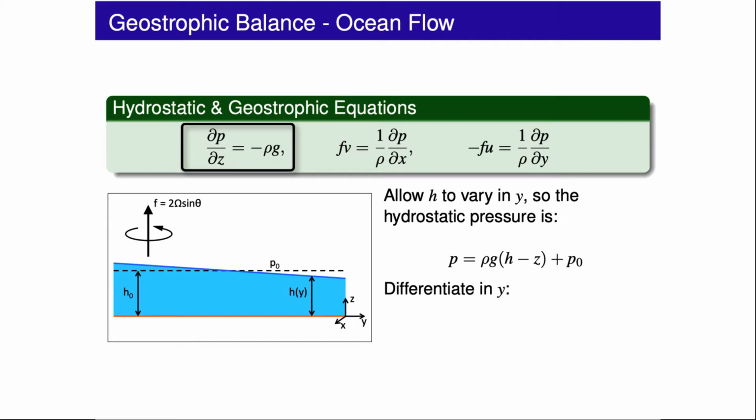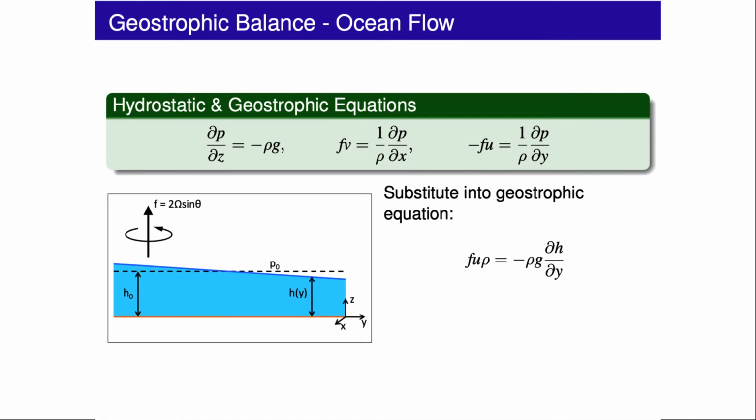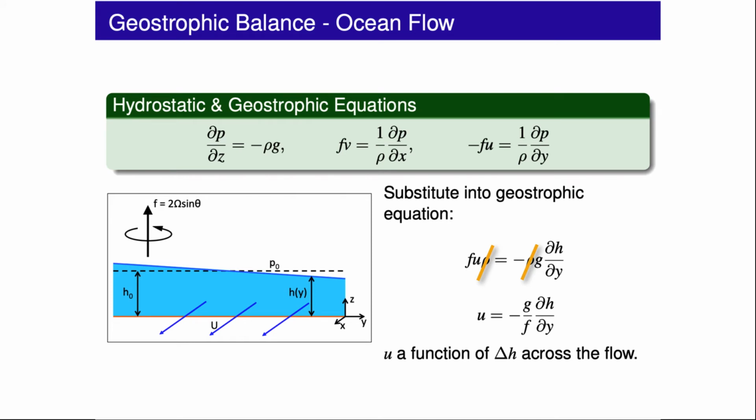Now we can differentiate the hydrostatic pressure equation in y to get an expression for the change in pressure in this y direction. So on the right hand side, the only term that has a y dependence is h, giving dp/dy is equal to rho g dh/dy. This horizontal pressure gradient term is the same as the one in the geostrophic balance, so that we can make the substitution and cancel for density and rearrange for u, giving us u, the velocity in the x direction, as a function of the free surface slope in the y direction.